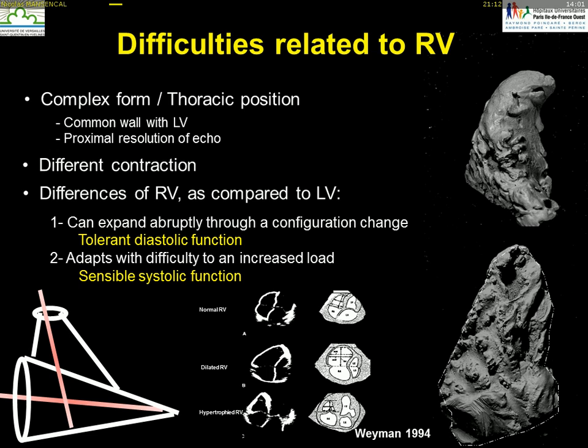Furthermore, the right ventricle has different properties as compared to the left ventricle. The right ventricle has a tolerant diastolic function and can expand abruptly through a configuration change. Furthermore, it has a sensitive systolic function and adapts with difficulty to an increased load.